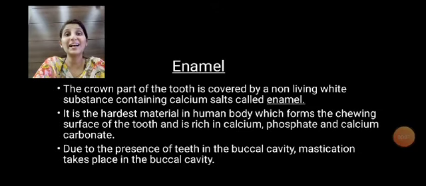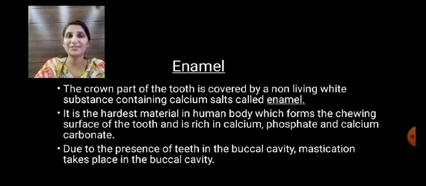What is the color of our teeth? It's white in color. The crown part of our teeth is covered by a non-living white substance, and this non-living white substance is called enamel. Enamel is the hardest substance inside the human body, and it is the chewing surface of the tooth, and it is made up of calcium phosphate and calcium carbonate.